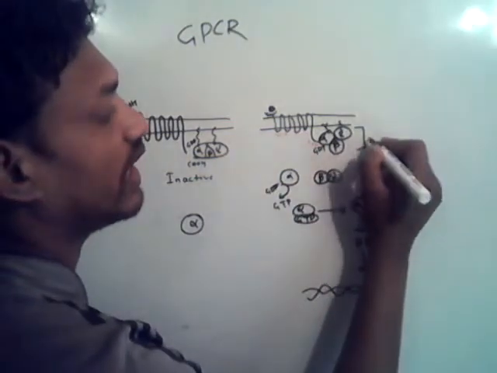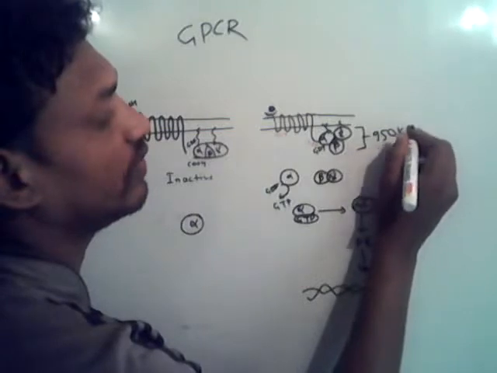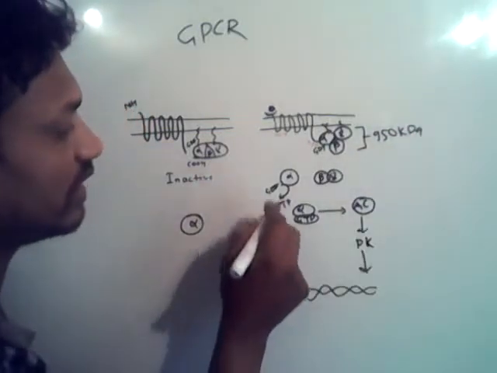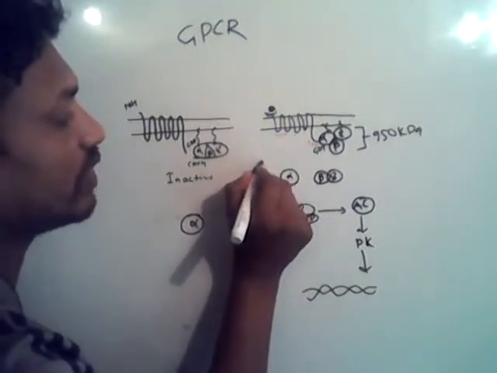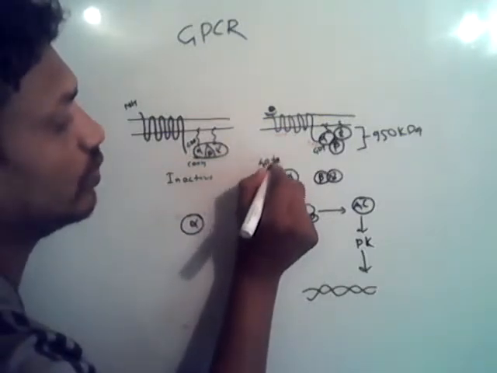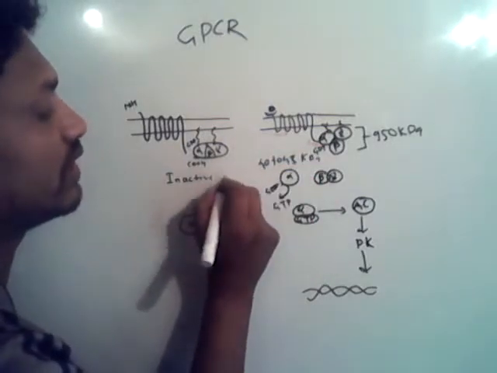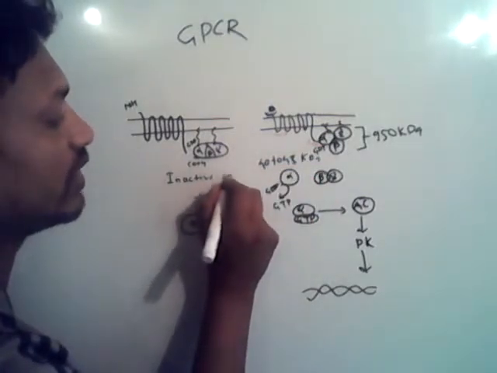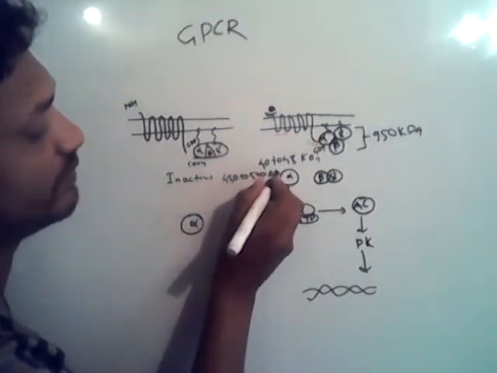This protein has a molecular weight of about 950 kilodalton, in which the alpha protein has a molecular weight of about 40 to 45 kilodalton. It contains about 450 to 500 amino acids, the alpha.